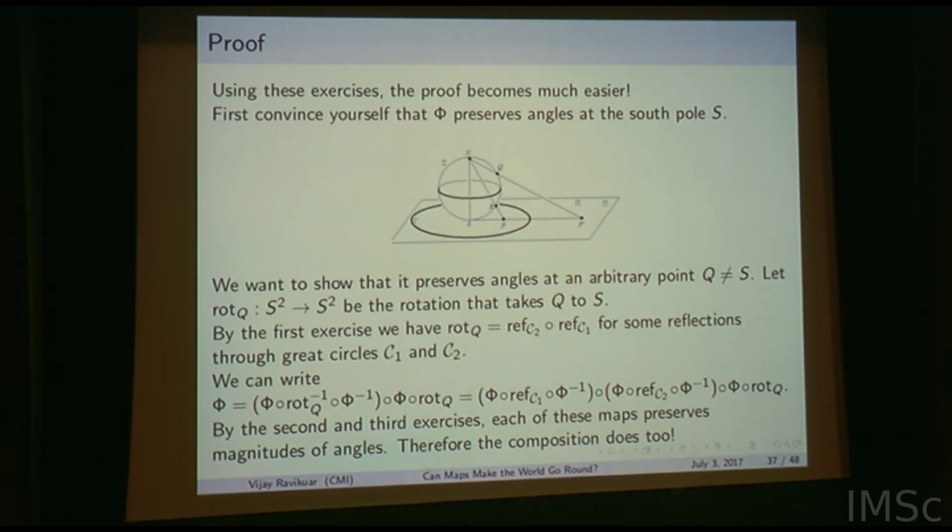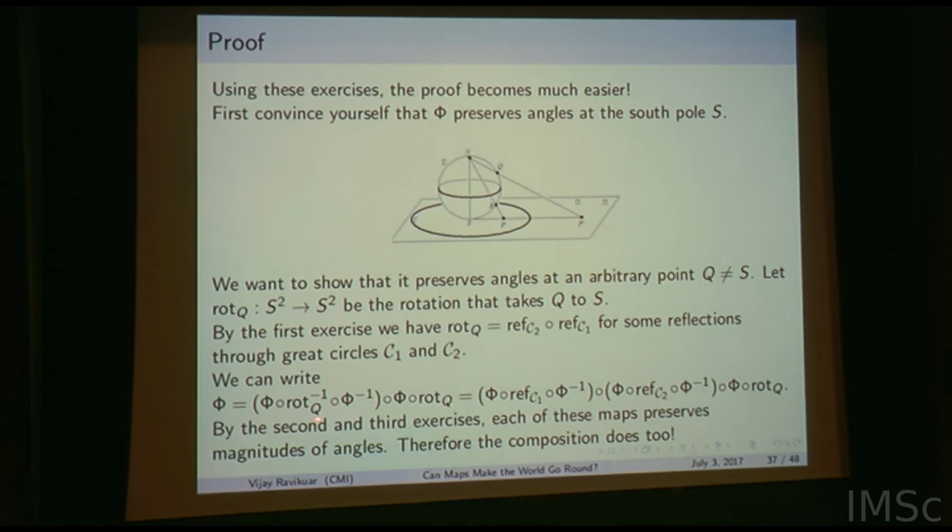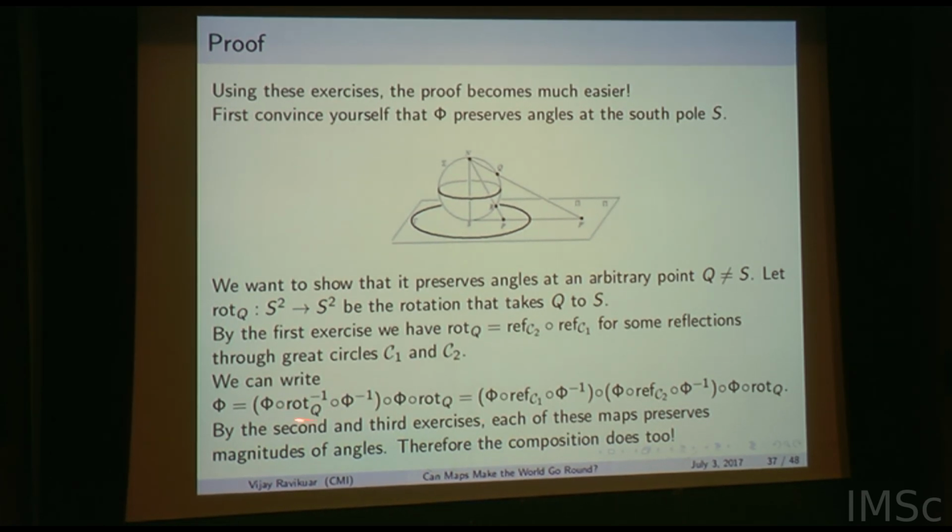Given two different points on the sphere, there's going to be a unique rotation that takes one to the other. And that rotation, by the exercise that you should think about if you're interested, can be expressed as a product of two reflections through two great circles. So this allows us to rewrite phi, the stereographic projection map, as, first of all, I'm just trivially rewriting it here: rotation that takes Q to S, followed by phi inverse, followed by the inverse rotation map, followed by phi. Everything cancels out, and that's just rewriting it in a kind of silly way.